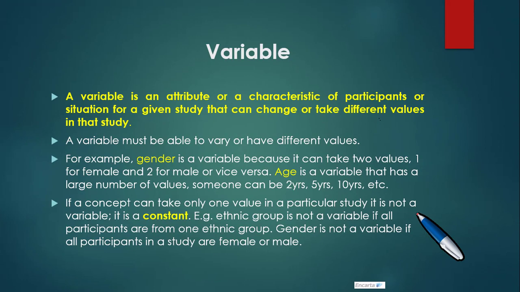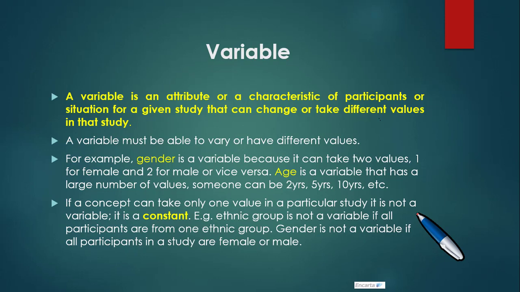Let's look at the definition of the two concepts before we begin to bring out the difference between the two. By definition, a variable is an attribute or a characteristic of a participant or situation for a given study that can change or take different values in that study. A variable must be able to vary or have different values. In other words, a variable must be able to change. If a variable is not changing, it's not a variable, it's a constant. And if a variable cannot take two or more values, it's still not a variable. Even though we may call it a variable, it's not a variable, strictly speaking.